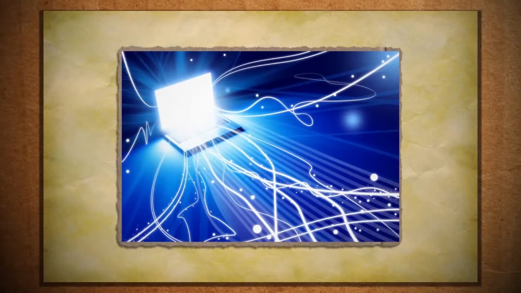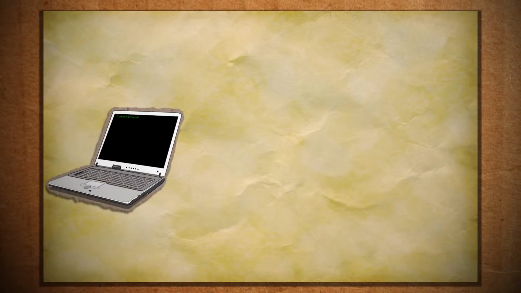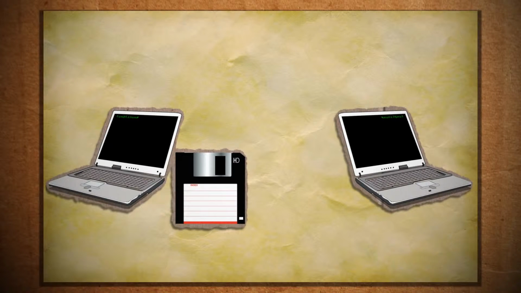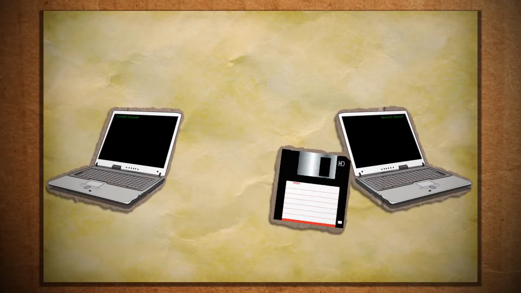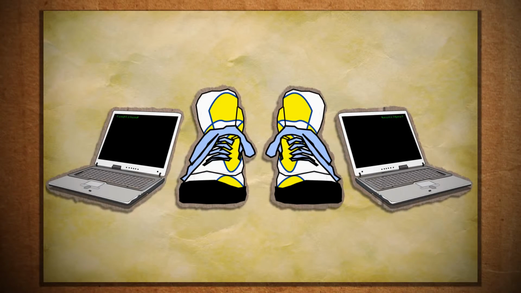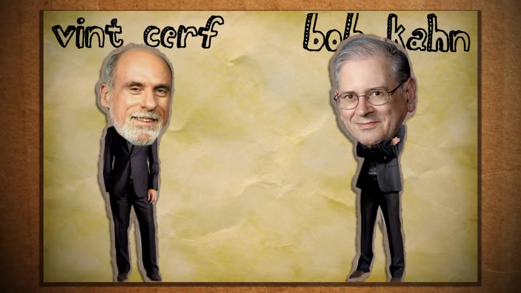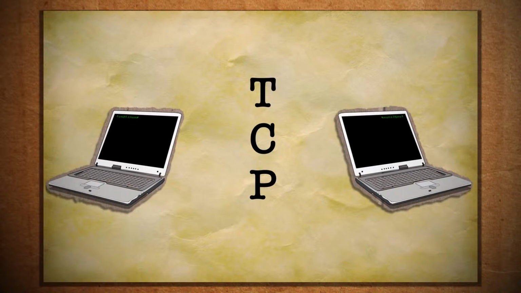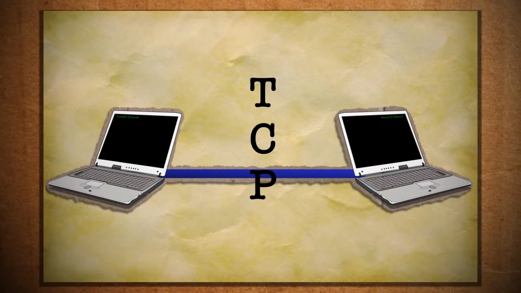Before the internet, the predominant way to get files from one computer to another was to manually save them to some sort of storage device and take them to the other computer. This was known as the sneakernet. And it wasn't until Vint Cerf and Bob Kahn developed a file transfer communications protocol that computers were able to directly communicate with each other.